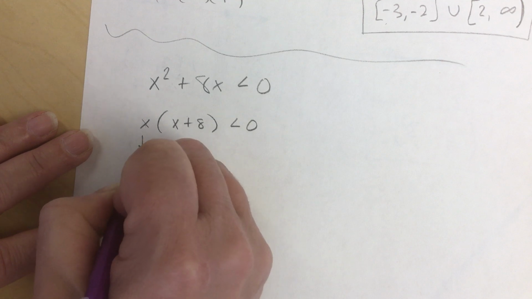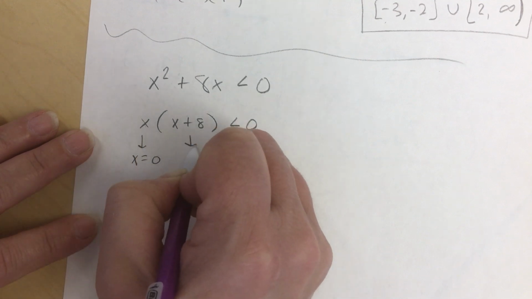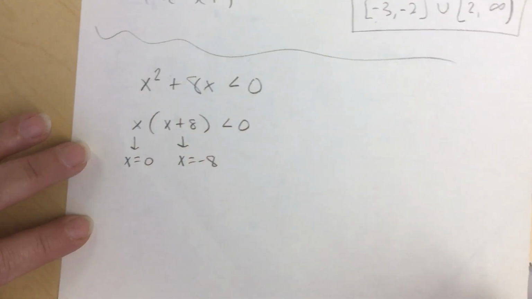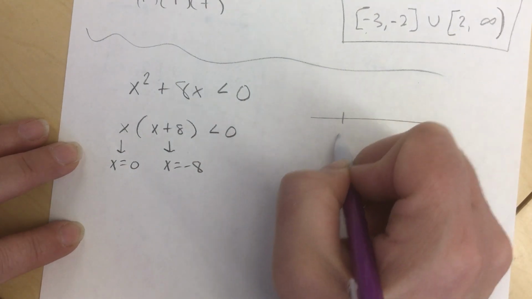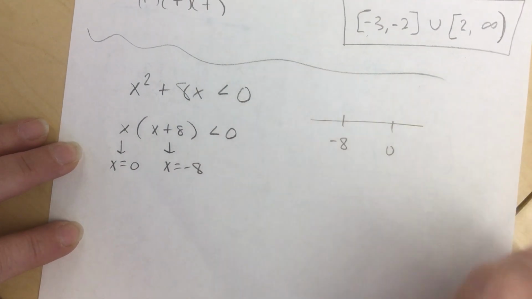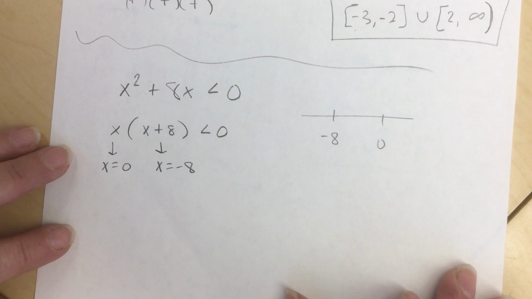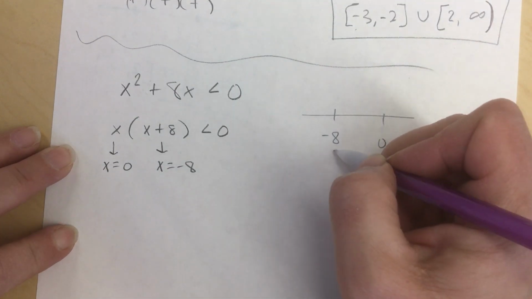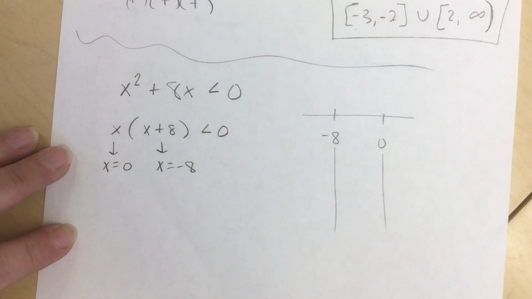So this gives me x equals 0. This gives me x equals negative 8. So come over to my number line, put it in order, negative 8 there, 0 there. So I'm dividing the numbers up into those sections.